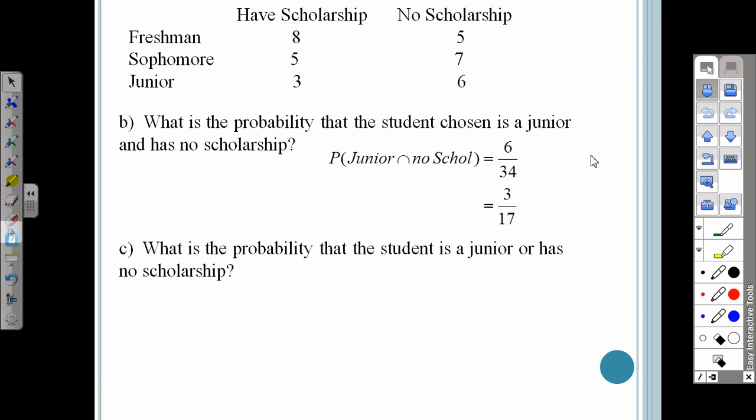Next, what is the probability that the student is a junior or has no scholarship? Now we are looking at the event A being the junior, and the event B is that they have no scholarship.